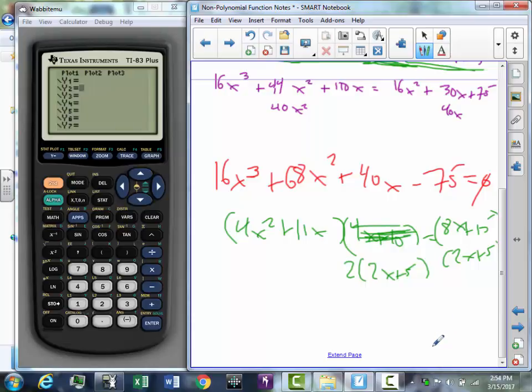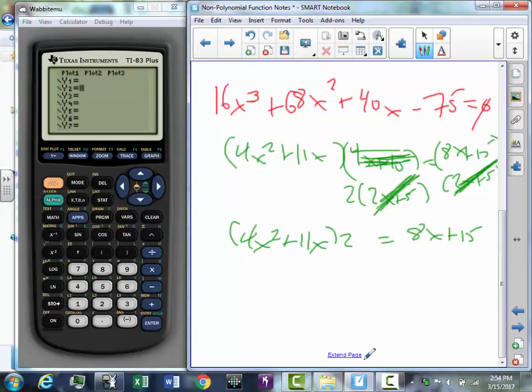Well, now you have a 2x plus 5 on both sides. You could cancel it, yeah. Which would leave you with 4x squared plus 11x, which still has to get times by 2. And then you have the 8x plus 15 on the other side. Okay, so the 4x plus 10, I factored into a 2 and a 2x plus 5. 2x plus 5 cancels, but the 2 is still left over.